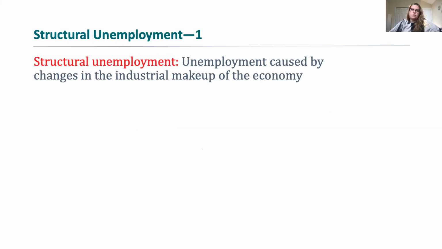So let's talk about those three distinct categories of unemployment. The first is structural unemployment. Structural unemployment is unemployment that's caused by changes in the industrial makeup of the economy. The cause of it is a concept we call creative destruction. Structural unemployment creates short-run problems for transition, but it's actually a sign of a healthy, growing economy.